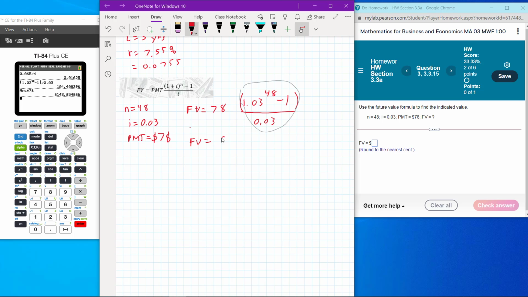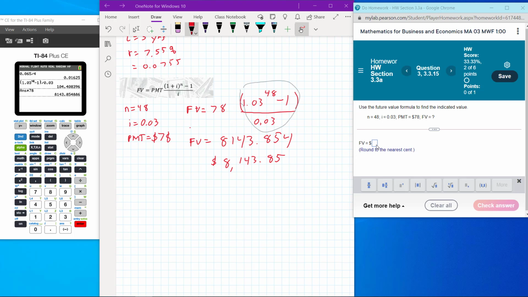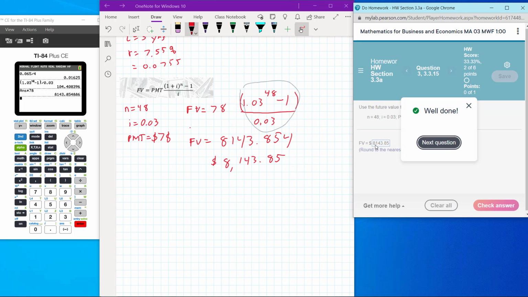Is going to be equal to 8143.854. And this will round to $8,143.85. Putting this into MML, we have 8143.85, and there you are.